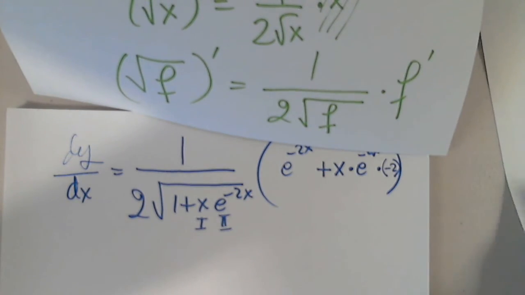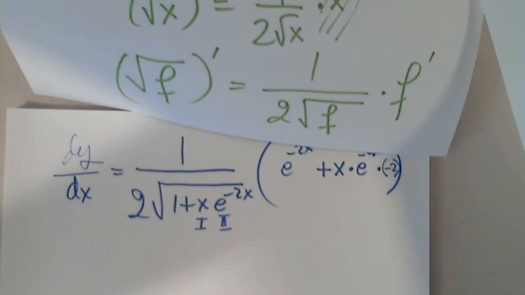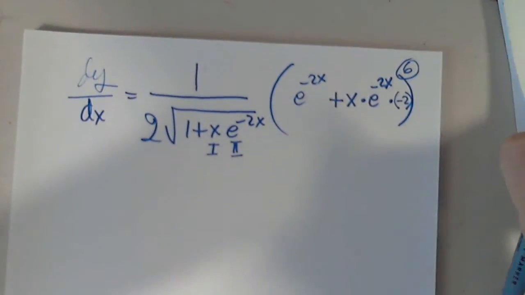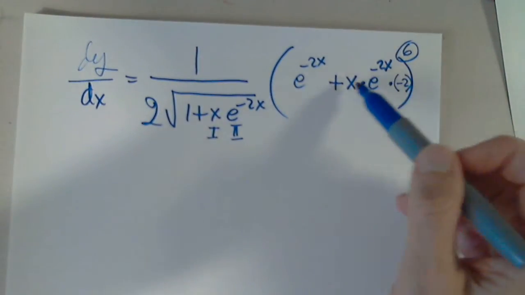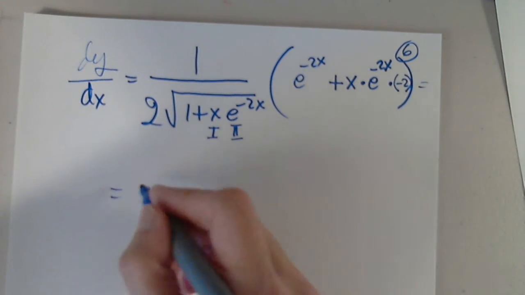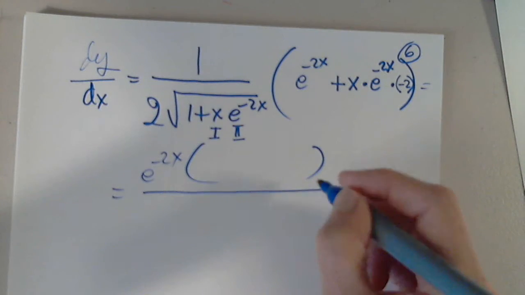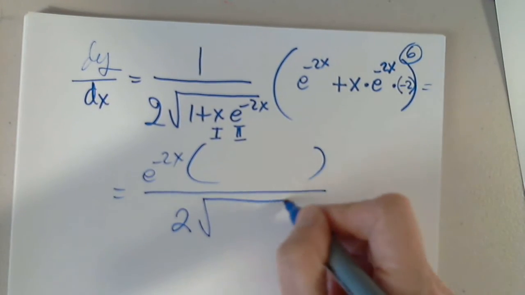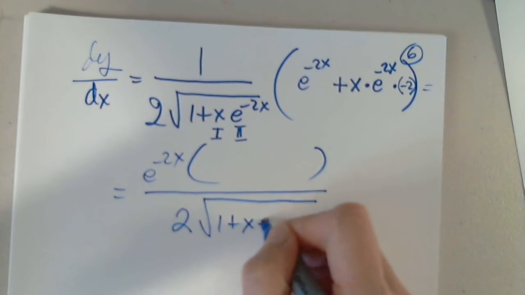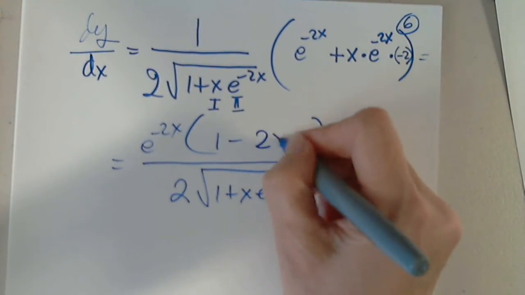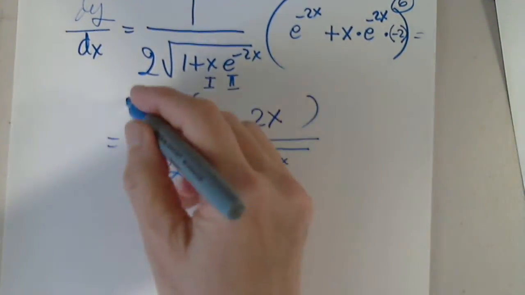So, did I write this here? Yes, I did. I did write it. Okay. So, what I'm going to do is just factor out e to negative 2x, and let's see what is left in parentheses. The denominator is still the same thing. And then we have 1 minus 2x. And this is final.